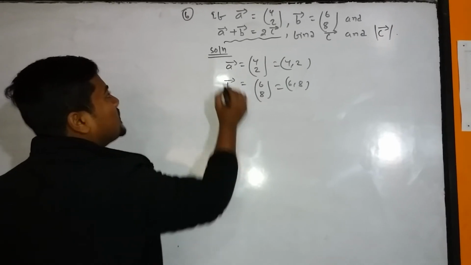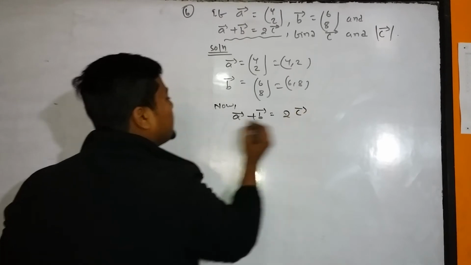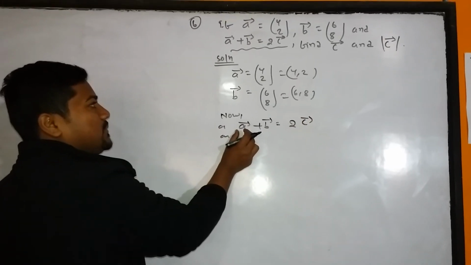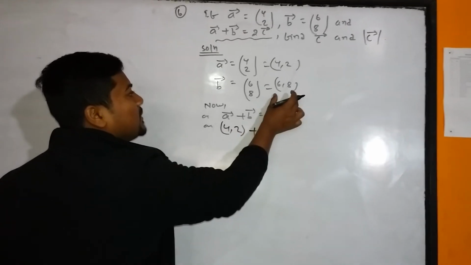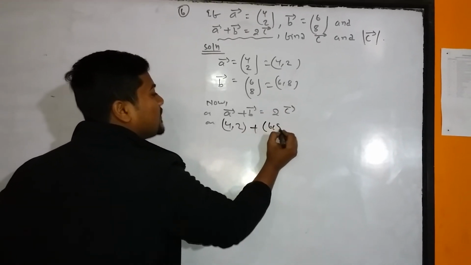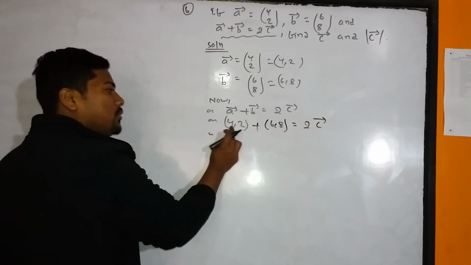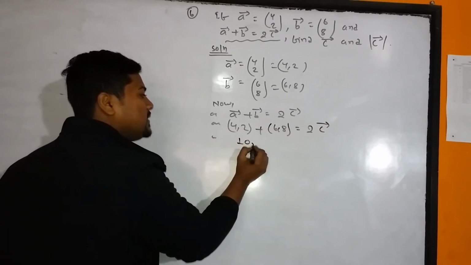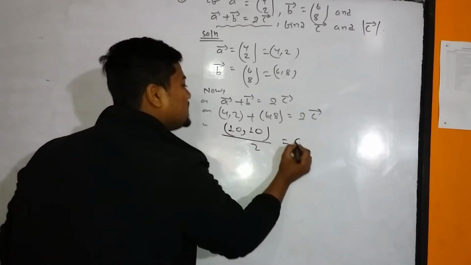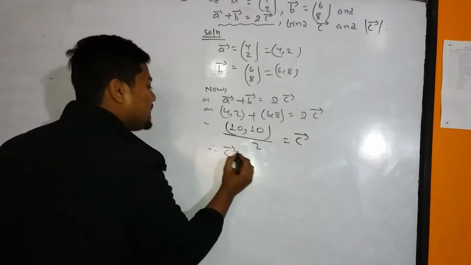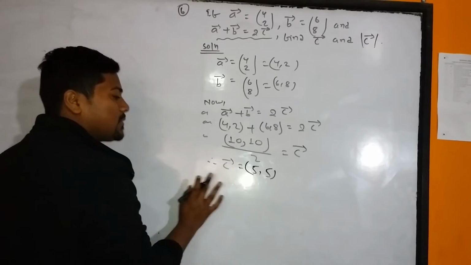So now we have the given condition: A vector plus B vector is equal to 2C vector. So now put the value of A vector, 4 2, plus B vector value, 6 comma 8, is equal to 2C vector. So now 4 plus 6 is 10, 2 plus 8 is 10, 10 comma 10. Dividing by 2, C vector is 5 comma 5.